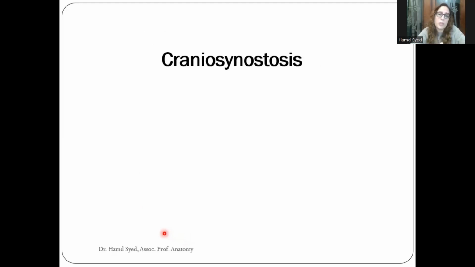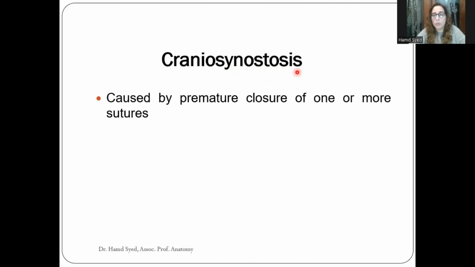Now we come to craniosynostosis. Craniosynostosis is a group of anomalies in which there is syn, which means fusion, and ostosis, that represents the bones. So this is basically a group of different presentations in which the primary underlying defect is a premature closure of one or more sutures.